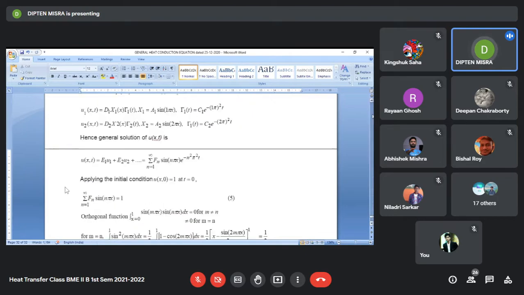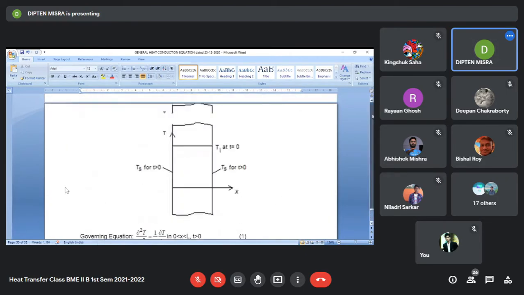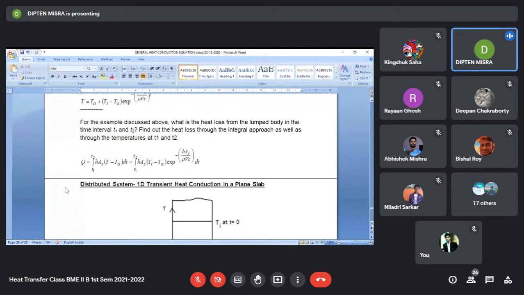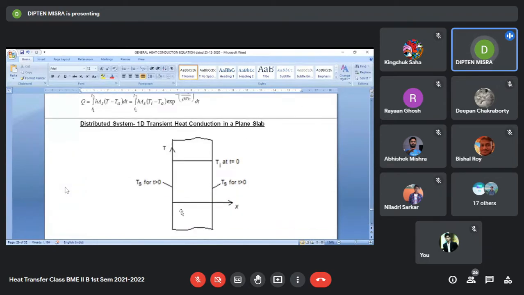আমরা যদি প্রথমে চলে যাই, আমরা যদি y axis এ টেম্পারেচারটা আঁকি for different values of x, at t is equal to 0, at time equal to 0, the temperature will be uniformly ti, and suddenly for small value of t, say 0.01 second, your surface temperature will become ts.